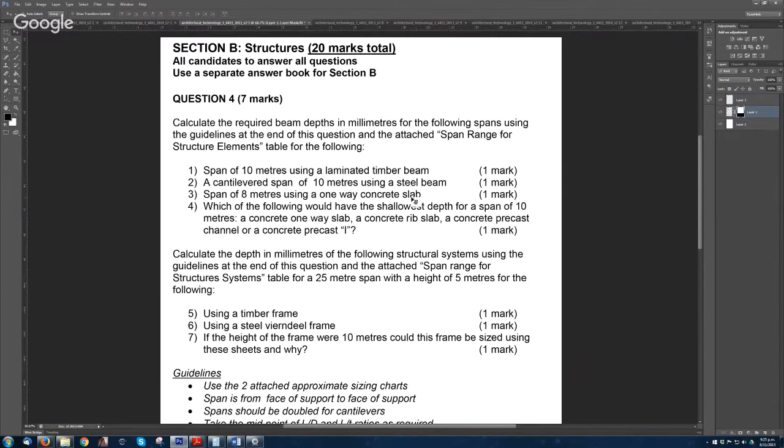I'm not going to go over the tightness. Yeah, so section B. Calculate the beam depth. I'm not going over the construction first, I'm just going to do all the ones regarding the tables. Maybe we can come back to that.